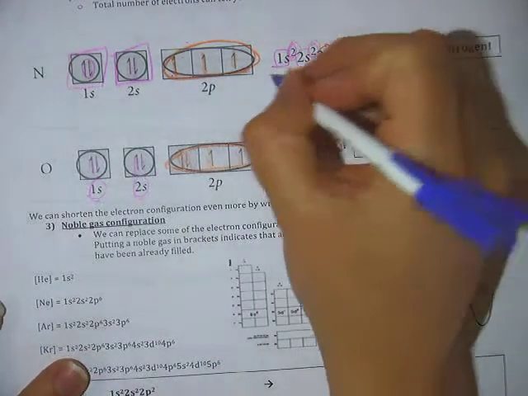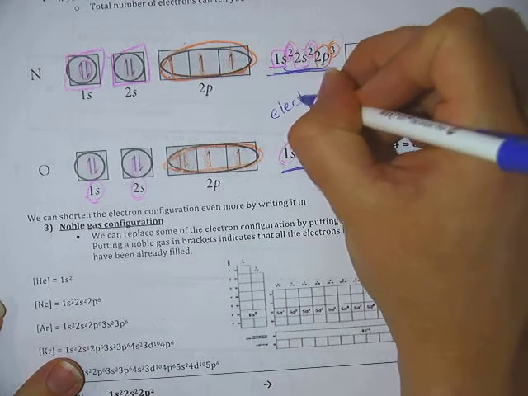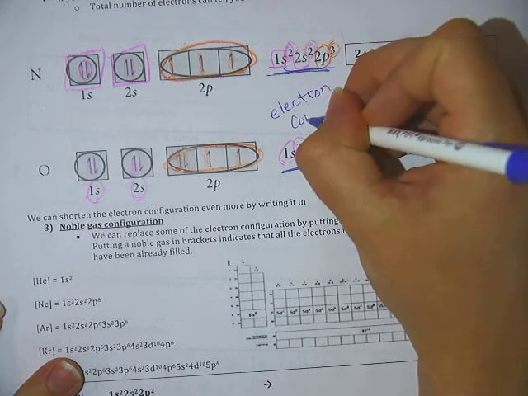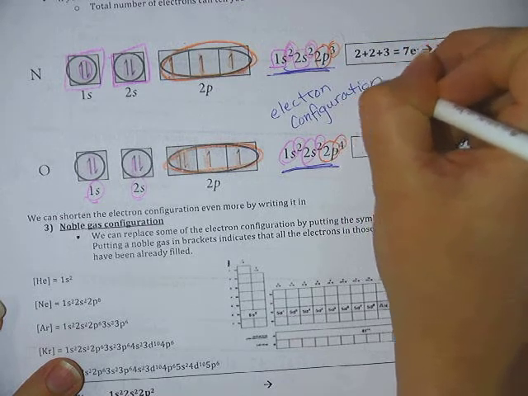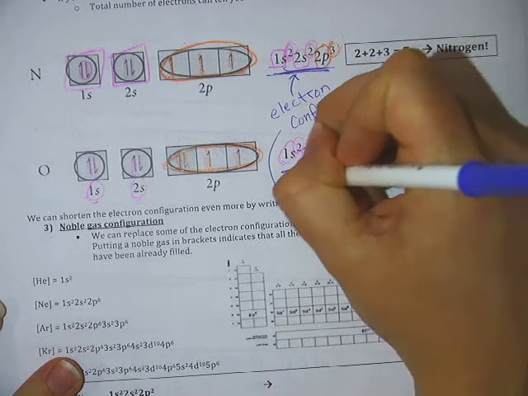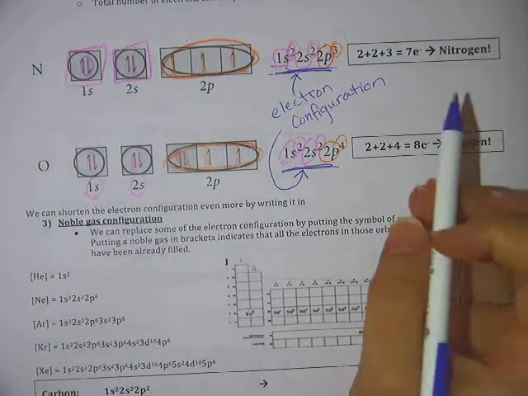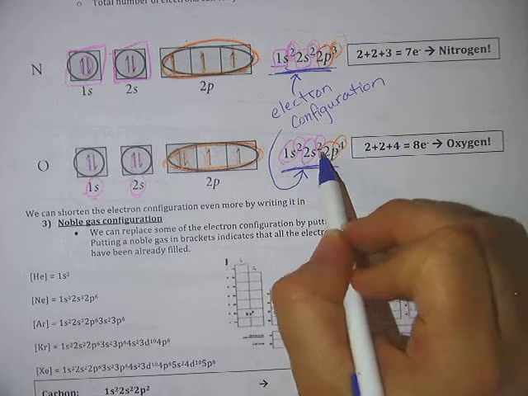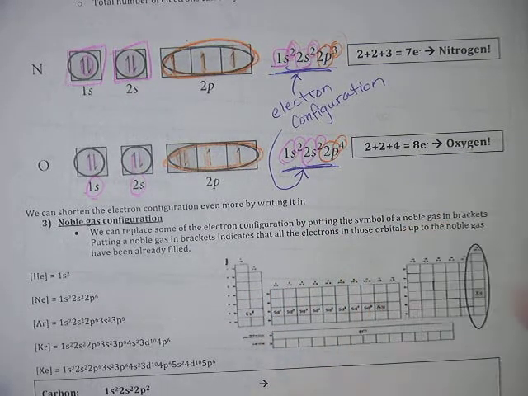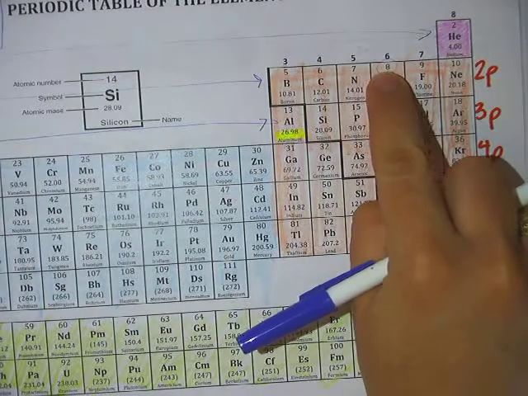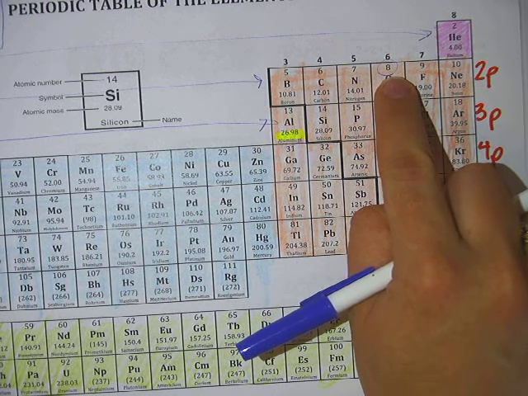These things, here and here, those are the electron configurations. And again, just like with the nitrogen, for oxygen we can add up 2 plus 2 plus 4 is 8 electrons. That is oxygen on the periodic table. Oxygen has an atomic number 8. That means 8 protons and 8 electrons.